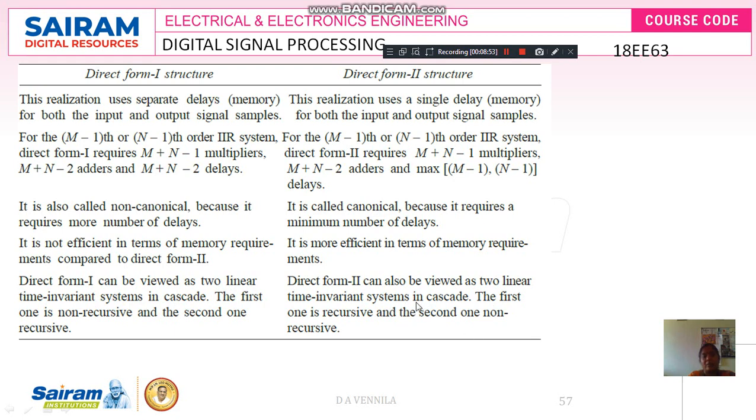In direct form 1, the first one is non-recursive and the second one is recursive. Recursive means, I already told, that the first one is not having feedback and the second one is having feedback. But in direct form 2, the first one is having feedback and the second one is not having feedback. This is the difference between direct form 1 and direct form 2.